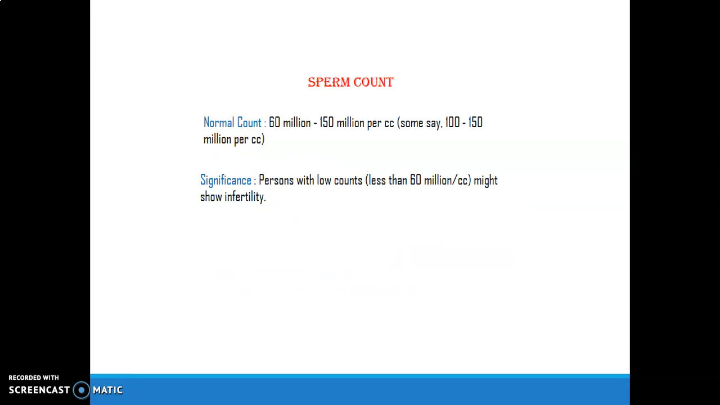And sperm count. Normal sperm count is 60 million to 150 million per cc. Significance: a person with a low count, that is less than 60 million per cc, might show infertility.